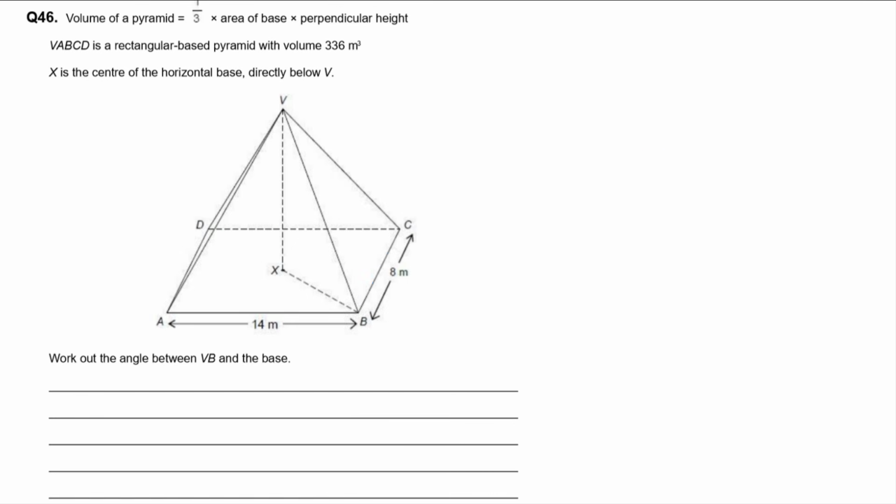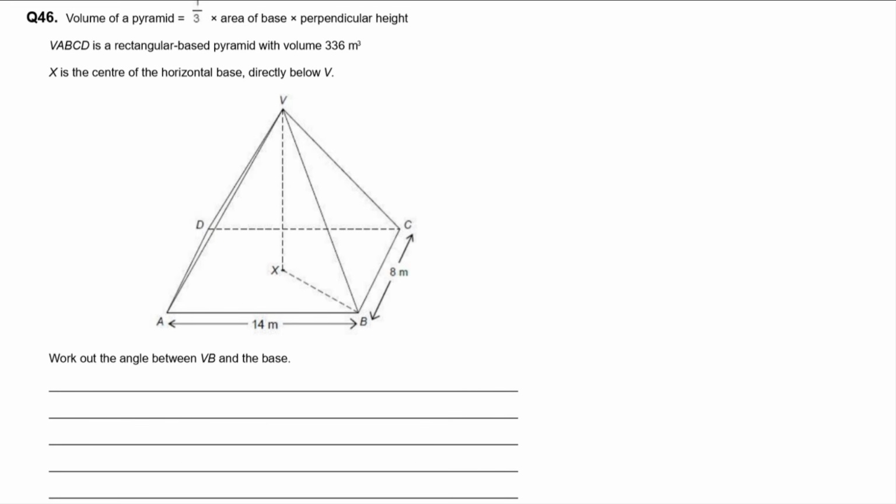The volume of a pyramid is 1/3 times its area of its base times its perpendicular height. VABCD is a regular based pyramid with a volume of 336 cubic meters. X is the center of the horizontal base directly below V. So I said regular, it said rectangular actually.